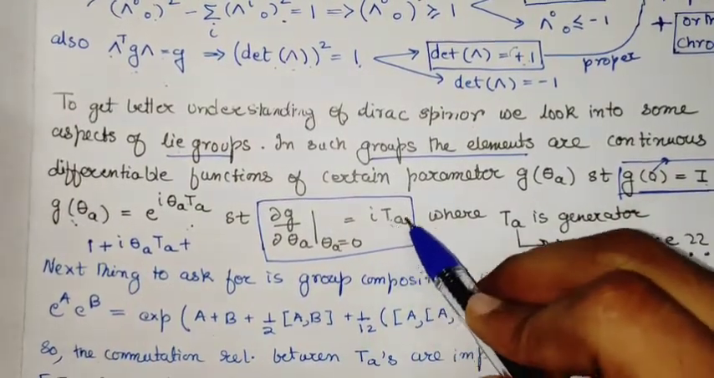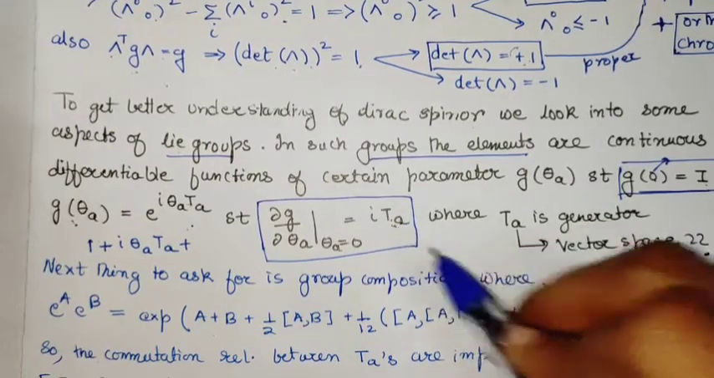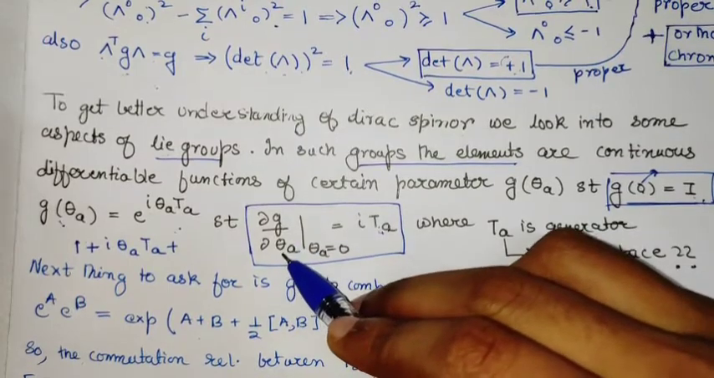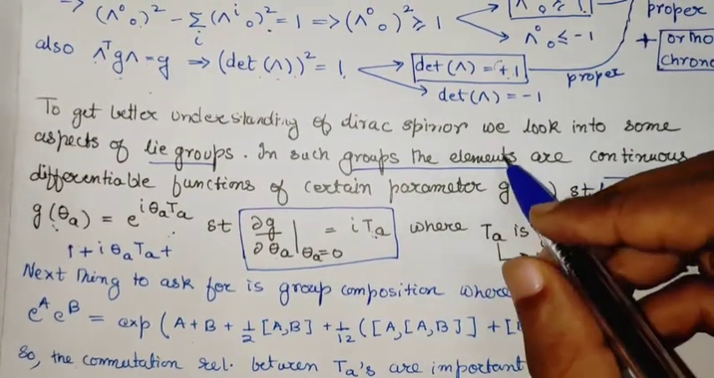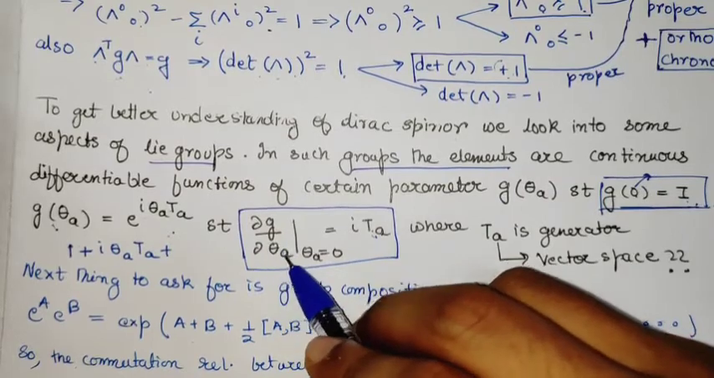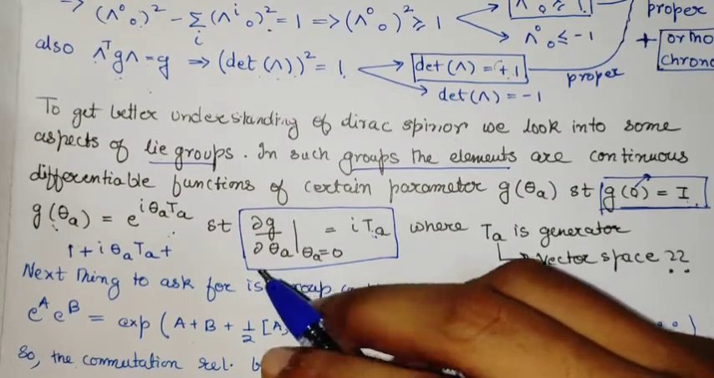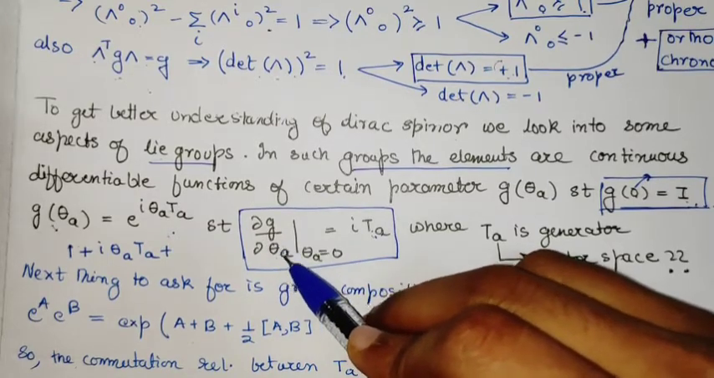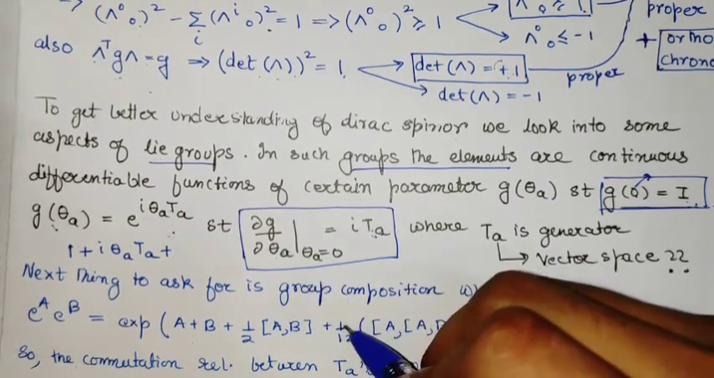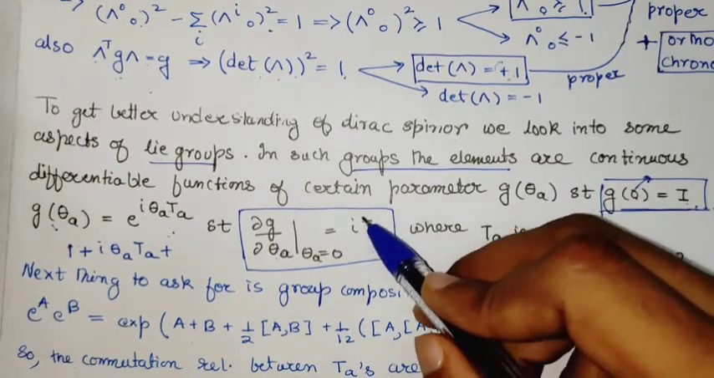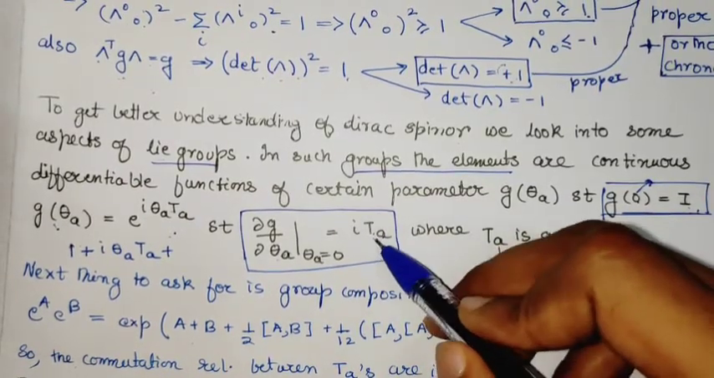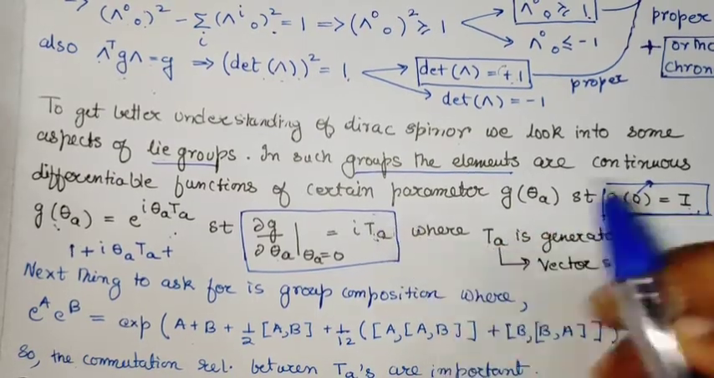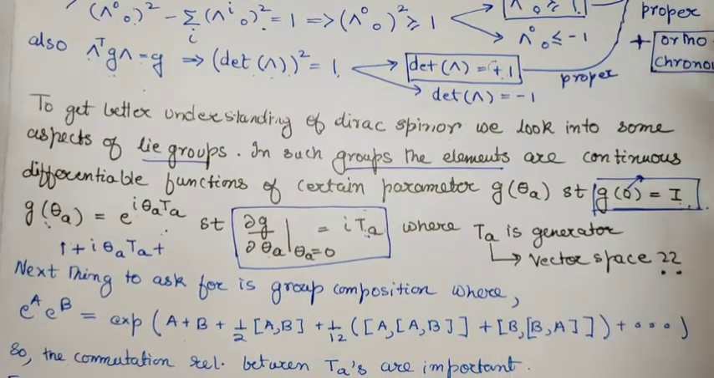So this T_A is called the generator, and you can see that these real parameters can be complex also, because these parameters are not uniquely defined. A linear combination of these parameters will also give a new parameter. This means that linear combinations of the T_A also give us a new generator.